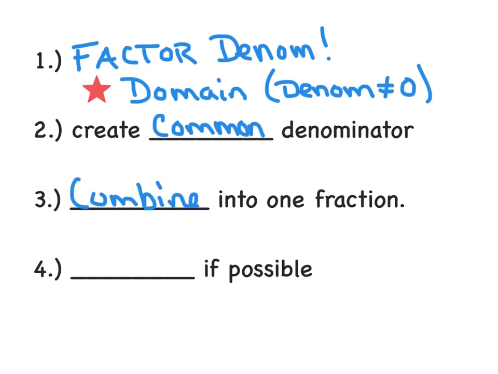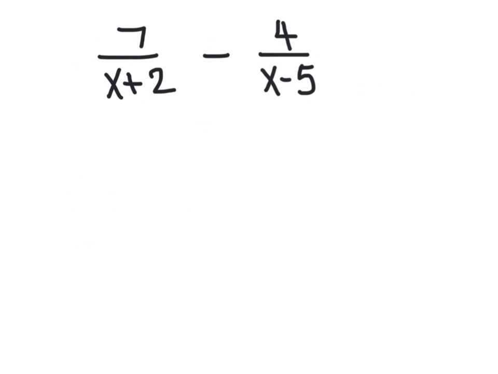Once we have combined them into one fraction, now we can consider simplifying if possible. A lot of times it won't be, but we'll be on our toes, ready if it is. So here we go. When I looked at these denominators, there's no factoring to be done. There's no GCF. There's no difference of two squares.